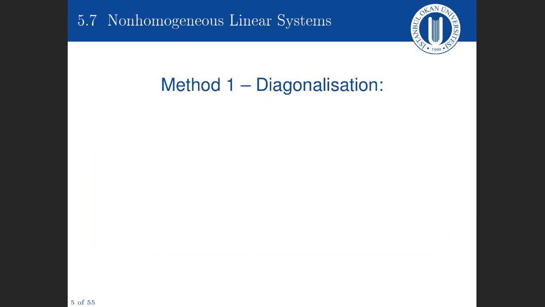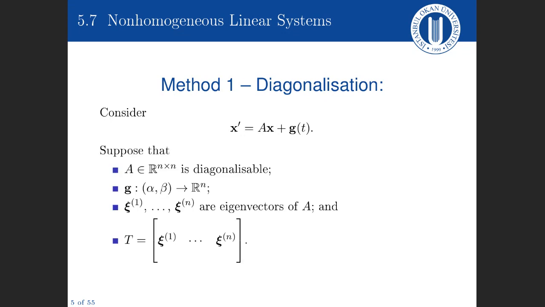First, let's talk about diagonalization. We're considering the non-homogeneous linear system, x prime is equal to Ax plus g, where A is a square constant matrix. We're going to suppose that our matrix is diagonalizable. g is just some function defined on an open interval.